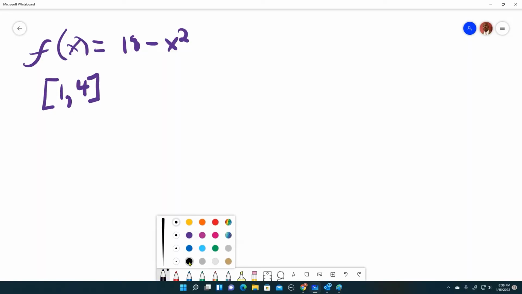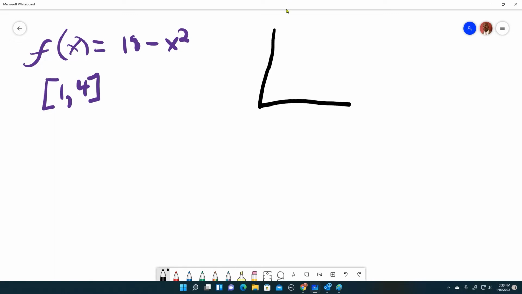So let's revisit the Riemann sums first. So let me do a sketch of this particular function. All right, so let's draw a little graph of this function. There's a little graph there. And so the graph is the downward facing parabola with a y-intercept at 18 and the x-intercept at the square root of 18, which is a little more than 4. So this drawing isn't to scale.